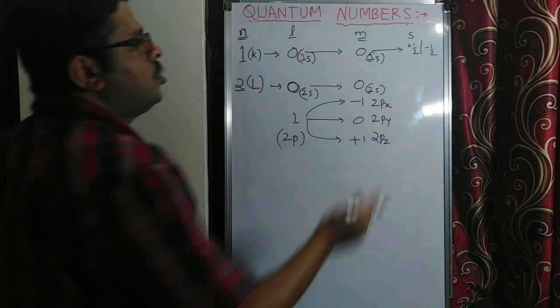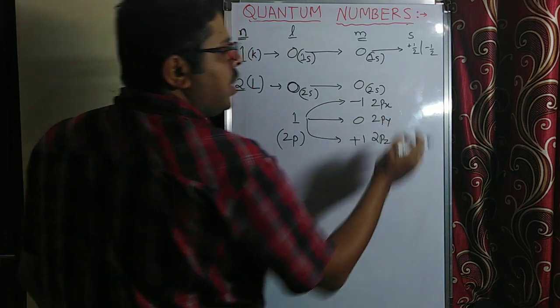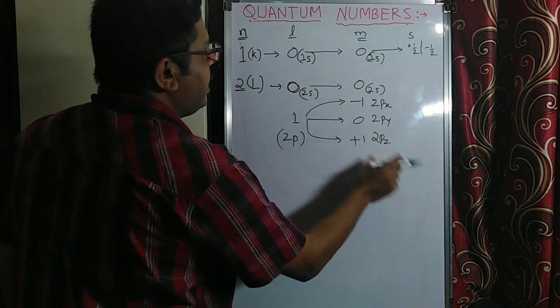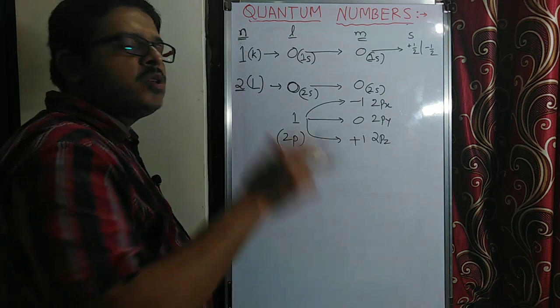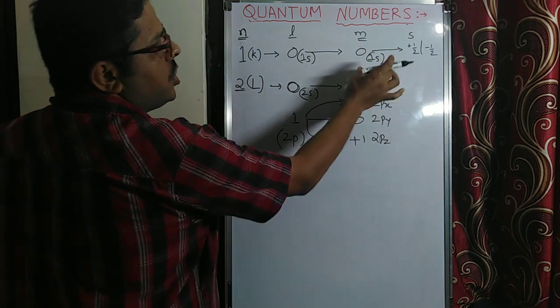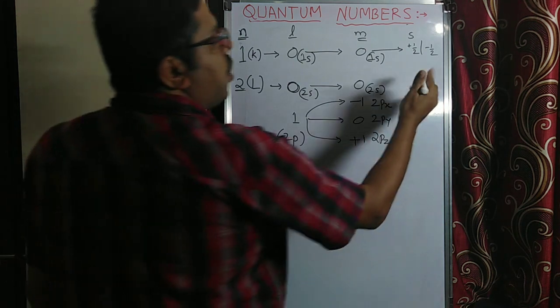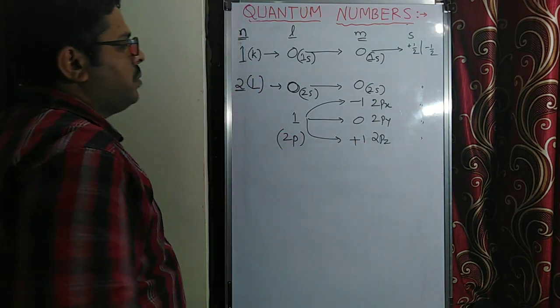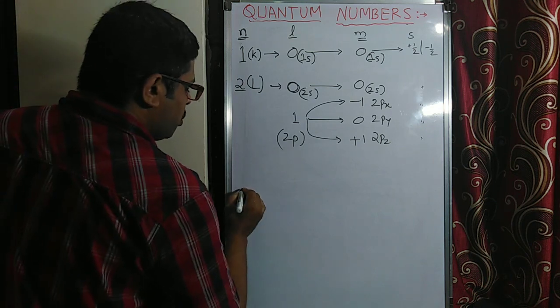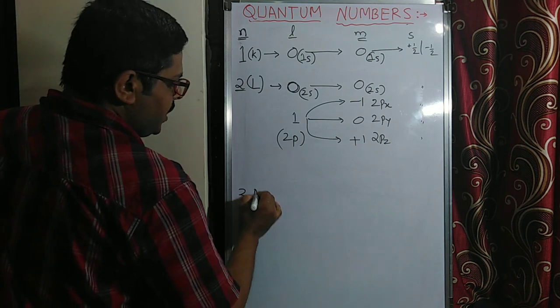Now you can see 2 electrons here, 2 electrons here, 2 electrons here, 2 electrons here. Total 8 electrons. So for n equal to 2, what is the total number of electrons? Use the 2n square formula, so you are going to get 8 electrons. For all these, remember, either plus half or minus half should be there as the spin quantum number. Fine.